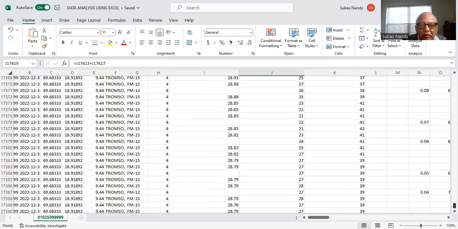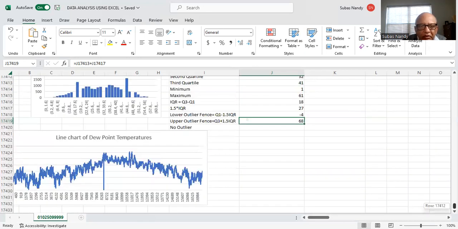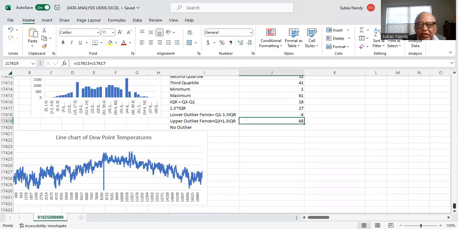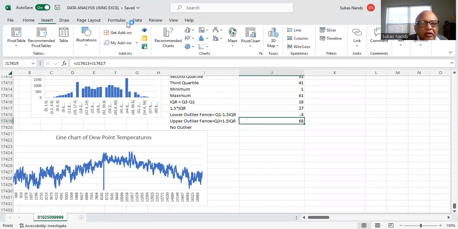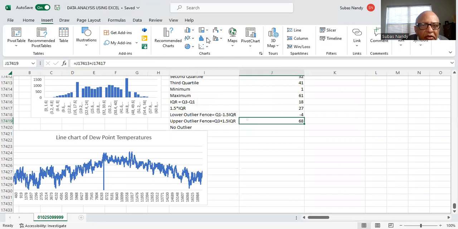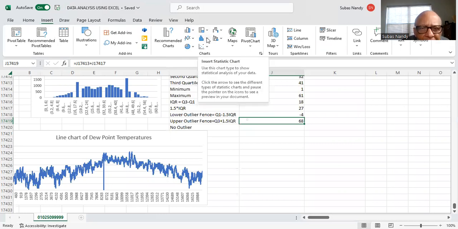Now we want to make some charts. How do we make some charts? Basically, you have to highlight the column of data, in this case from J2 through J17408, and then you go to Insert, and choose what kind of chart you want to insert. I wanted to do a histogram. I selected just a regular histogram.